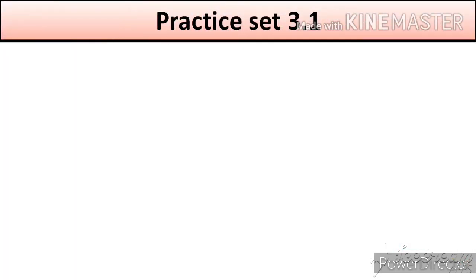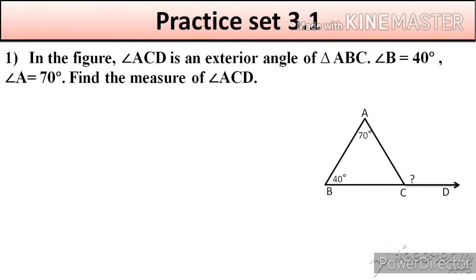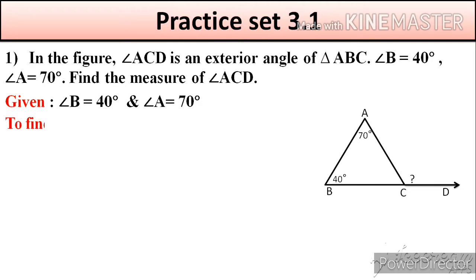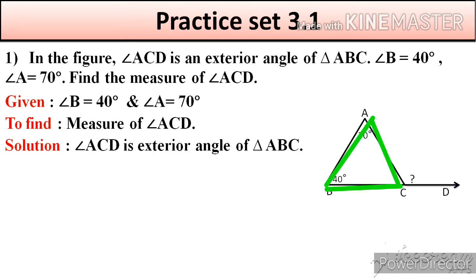Students, now we will start practice set number 3.1. Question number 1: in the figure, angle ACD is an exterior angle of triangle ABC. Angle B is given as 40 degrees, angle A is given as 70 degrees. Find the measure of angle ACD. In the given figure, the information we have is angle B 40 degrees and angle A 70 degrees, to find the measure of angle ACD, which is the exterior angle of triangle ABC.